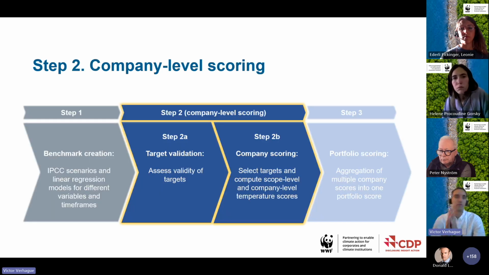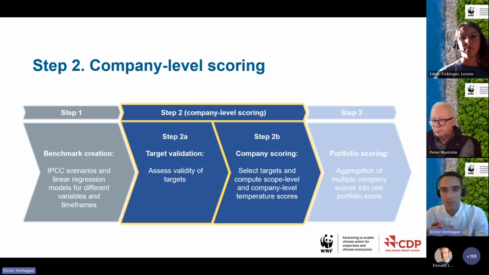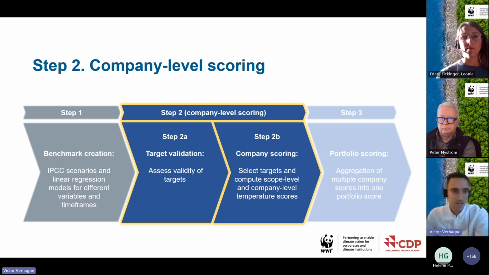So now that we've created our benchmarks in step 1, we can move on to ambition assessments at the company level. And that is step 2 under the methodology. And obviously the input that we will be relying on for this step are the GHG emissions reduction targets that are disclosed by companies. If you take another look at the flowchart here, you can see that this step 2 is composed of 2 sub-steps.